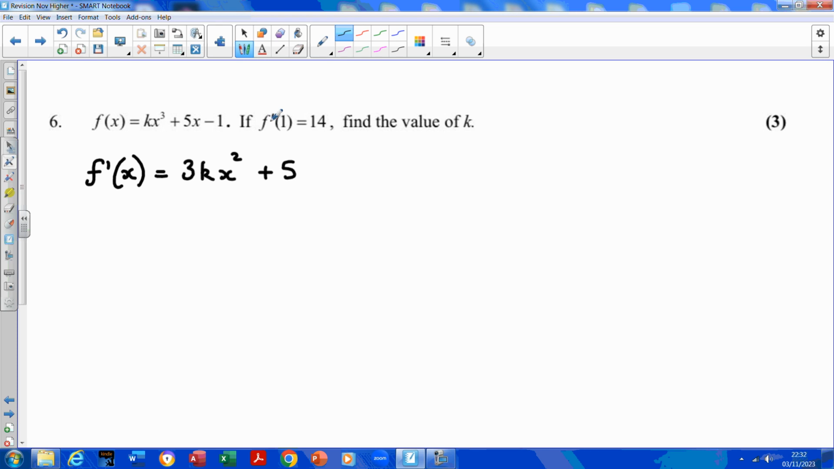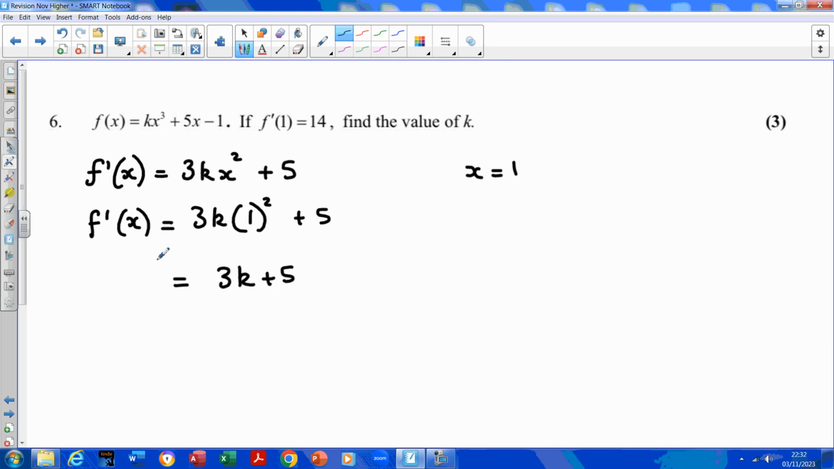So they're telling me that f dash 1, so that means that x is equal to 1. So I'm going to put 1 into that. So f dash x is equal to 3k times 1 squared, which is just going to be 1, plus 5. So when I tidy that up, I've got 3k plus 5. That's the derivative of that whole thing when x is equal to 1.